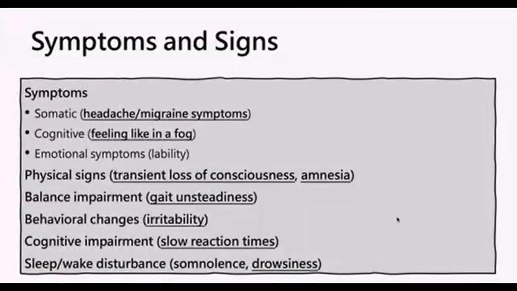And what are the signs and symptoms of concussion? The symptoms include somatic, cognitive, and emotional symptoms. Somatic symptoms include headache or migraine, and sometimes you will feel like you're in a fog, and irritability. Physical signs include transient loss of consciousness, and some people might develop amnesia. You might have balance issues, behavior changes, for example being more emotional or more irritable, and sometimes cognitive impairment. In some cases, you might have sleep disturbance and even drowsiness.